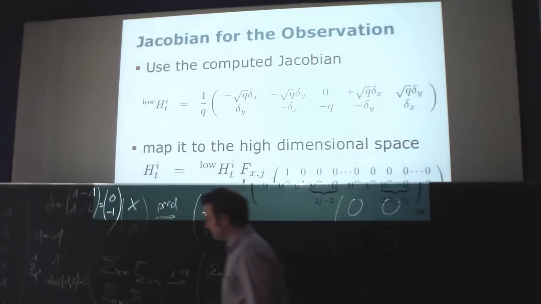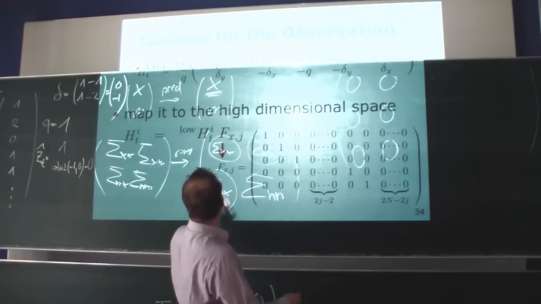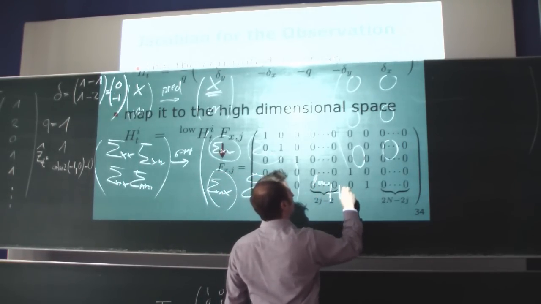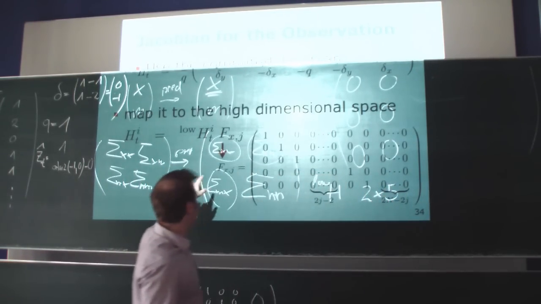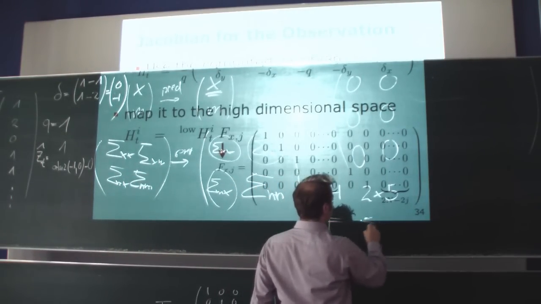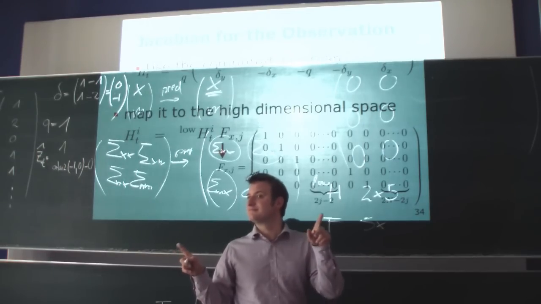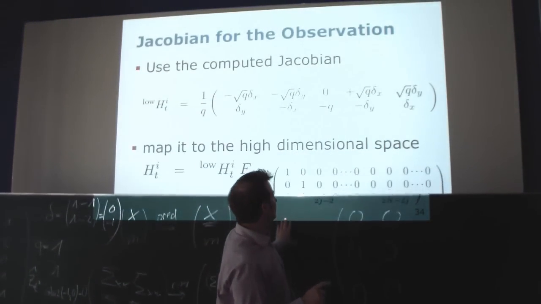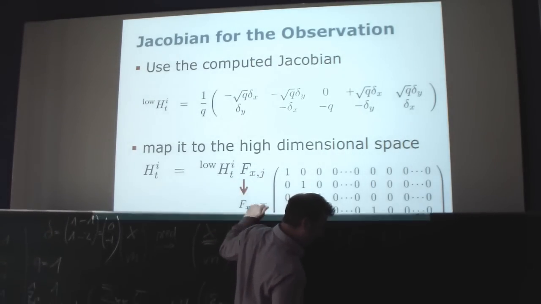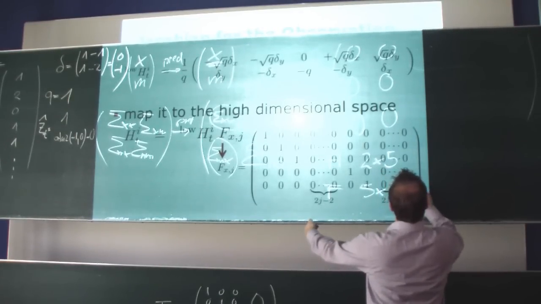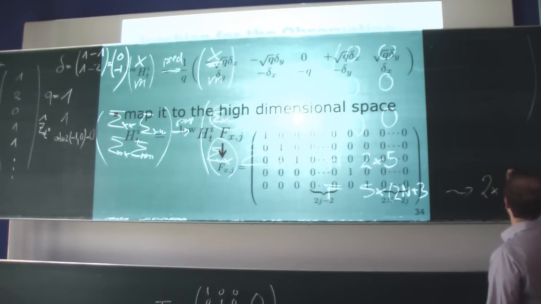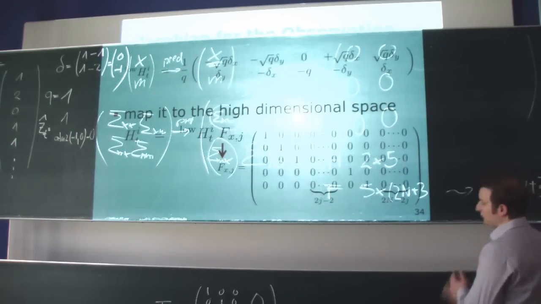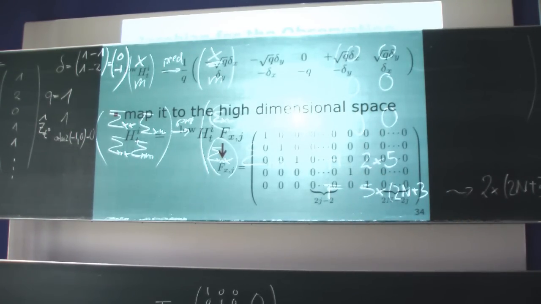If you look at the dimensionality of our matrix H, H low was 2 times 5 for one single observation. And this matrix F is 5 times what? The dimensionality of this matrix is 2n plus 3. Exactly, 2n plus 3. So the product of both, H low times F, will lead to a 2 times 2n plus 3-dimensional matrix. And this maps the current state vector, or the current state, to an observation.